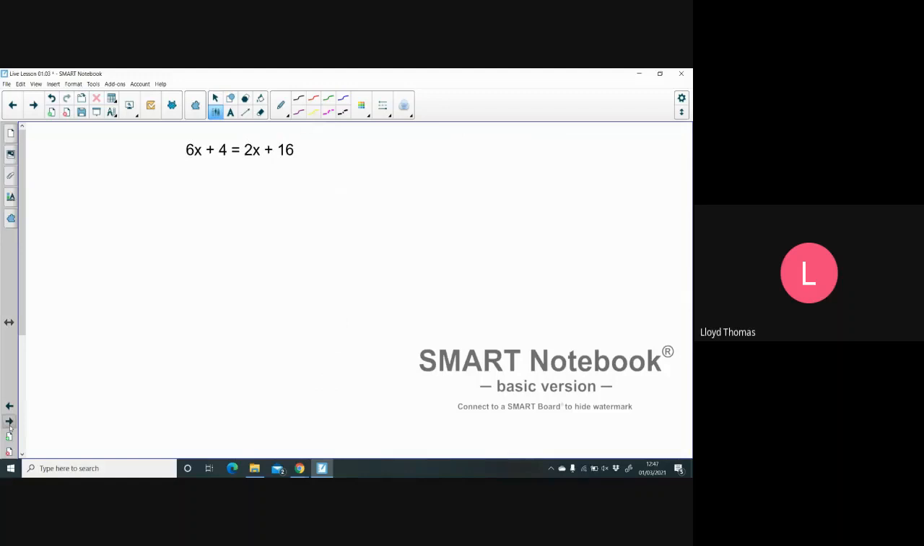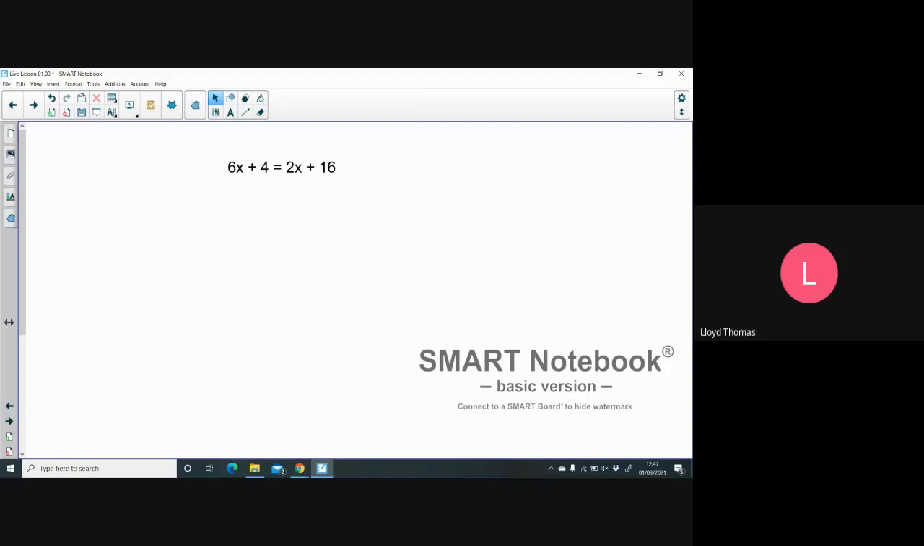Next one. This time we have another reminder of what we've been doing recently, where there are x's on both sides. We've been doing a few of these, and they have been potentially a little bit difficult. I think I did a video on these last week. When we have x's on both sides, our aim is to move the x's so that they're on the same side and everything else is on the other side.